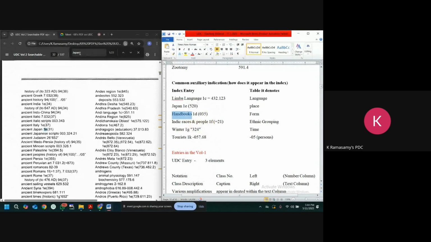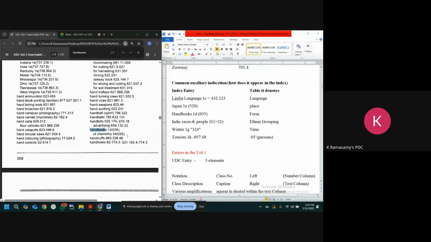See, books are in different forms, physical forms. I try for handbooks, for example. It says the number for handbooks is 305, but it is to be given within a circular bracket, and the number is taken from a table called 1D. 1D is the table of forms. Just like in DDC, we have Table 1, standard subdivisions. Same way here, they have Table 1D, which is meant for form.